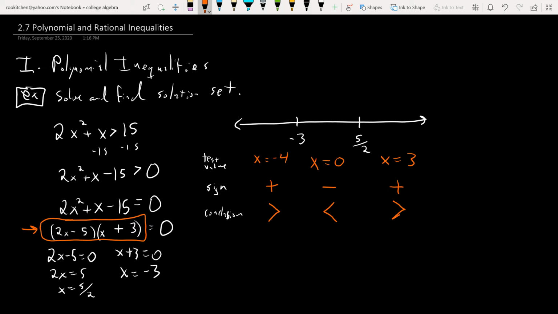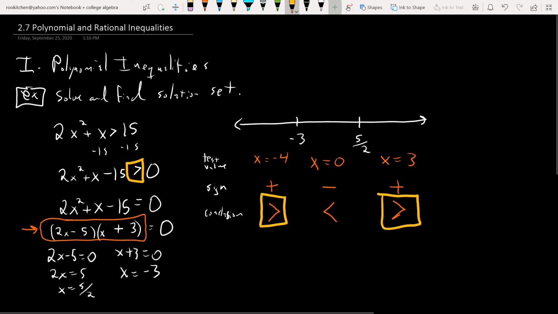Now I need to pick the intervals where the function is greater than 0, because of the original inequality right here. I'm looking for those intervals; those are the x values that satisfy the inequality. So I find the ones that are greater than 0. It's this interval and this interval. So my solution set will be the union of those two intervals.